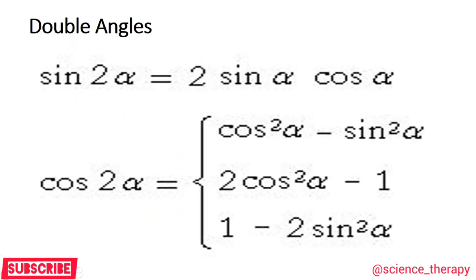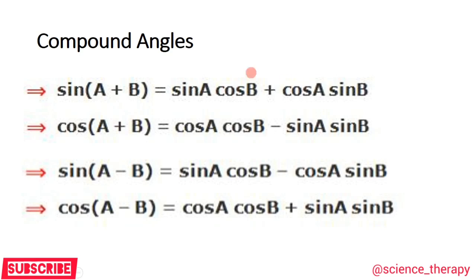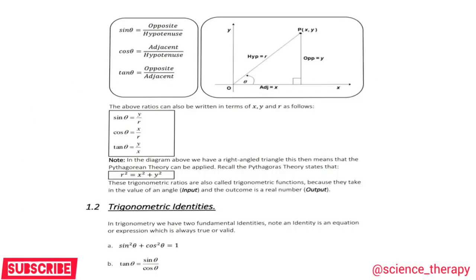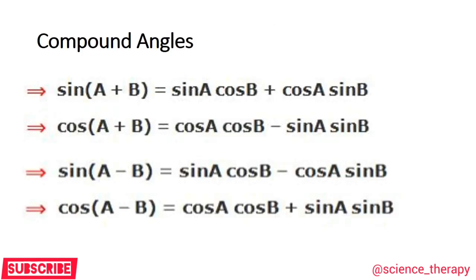Now let's come to this one. Let's say we wanted to derive how they got to this one: sine 2 alpha is equal to 2 sine alpha cos alpha. Now you will note that we have a compound angle here. So let's look at the compound angles. We have this one that goes sine A plus B is equal to sine A cos B plus cos A sine B. So we can just manipulate that one. So first, let's write it out.